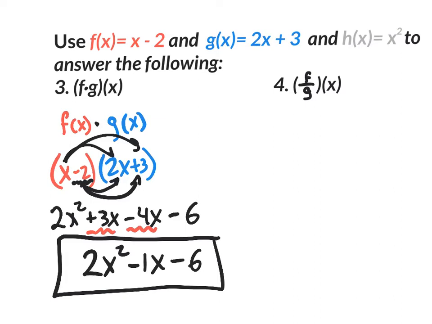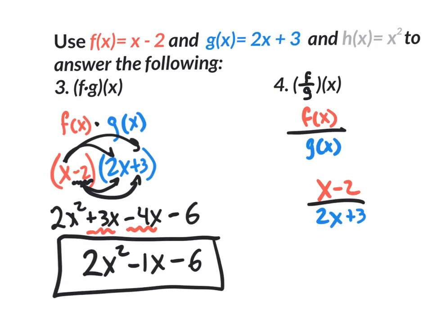So number 4, the notation f divided by g of x, that's saying the f of x function, which is in red, divided by the g of x function, which is in blue. So you just write it out. The f of x function is x minus 2 over the g of x function, which is 2x plus 3.